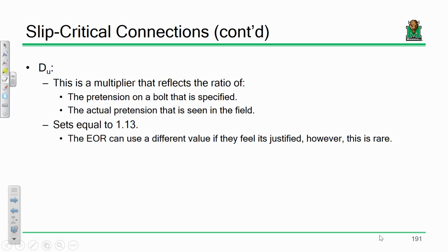There's going to be a difference between the amount of bolt pretension that we specify and what we actually get in the field. The benefit to those methods is that they tend to generate more pretension than we need.